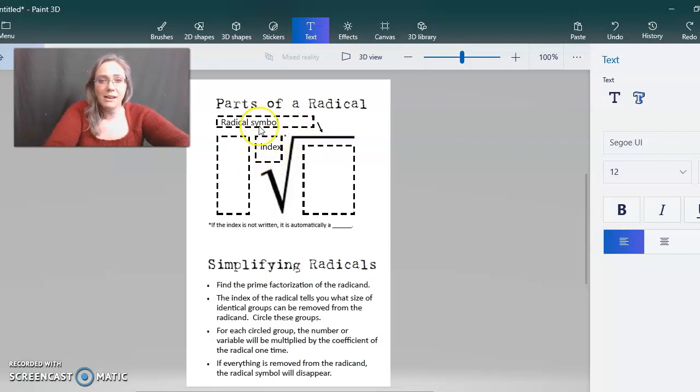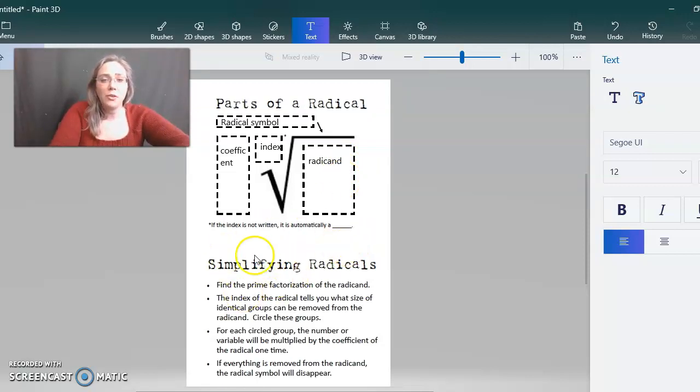This is called the index. The index is how many groups of things we need to have in order to pull them out, and that'll make more sense in just a moment. This is called the coefficient. It's the multiplier out front. We use the same word when we talk about 3x. 3 is the coefficient. And finally, the newest term, the radicand. It sounds like a really weird word, but what it really means is the number under the square root symbol.